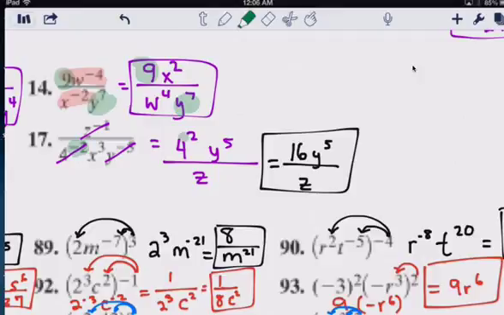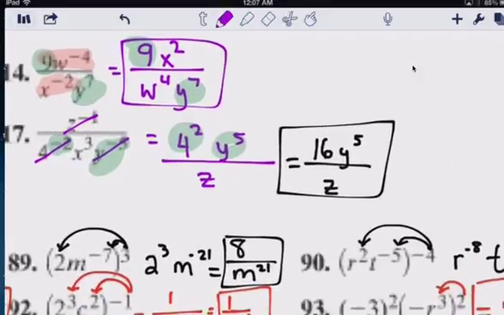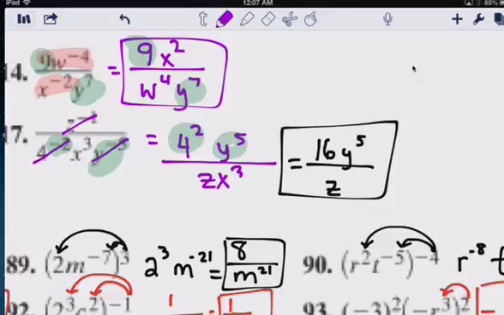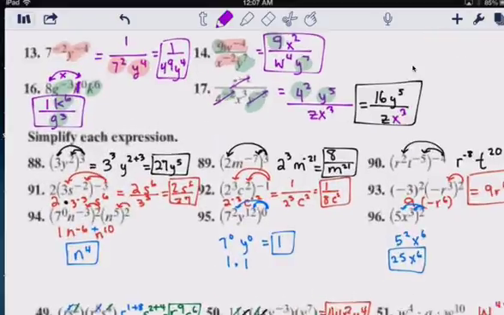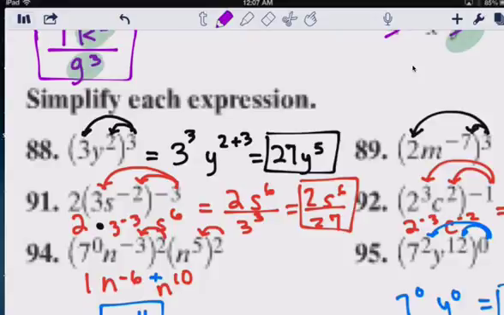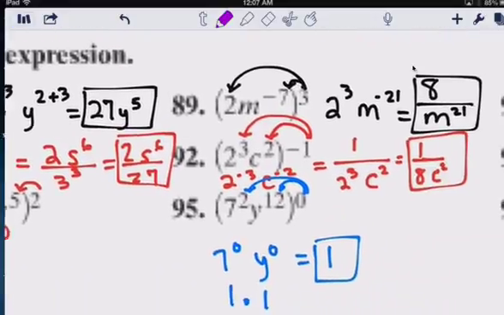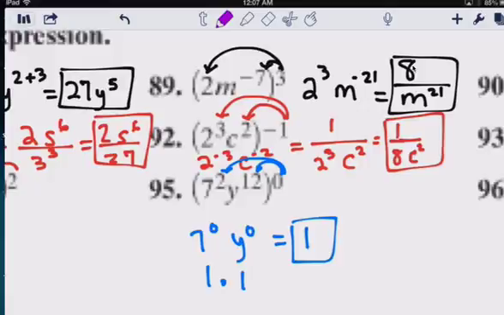Negative goes on top. This negative goes on top. And of course, oh, what happened to the x? X to the 3rd here stays on the bottom because it's a positive exponent. There you go. And these are the answers. These are the answers for those.